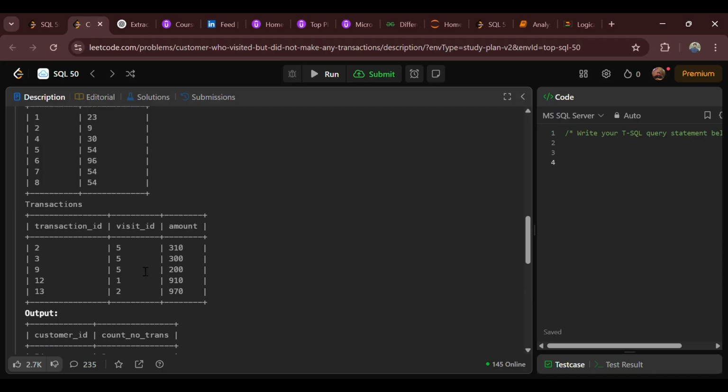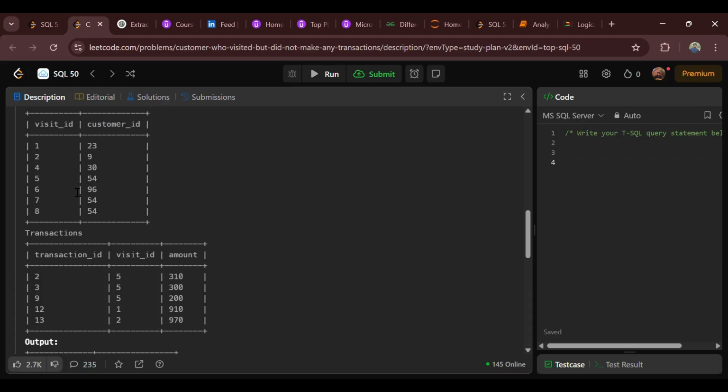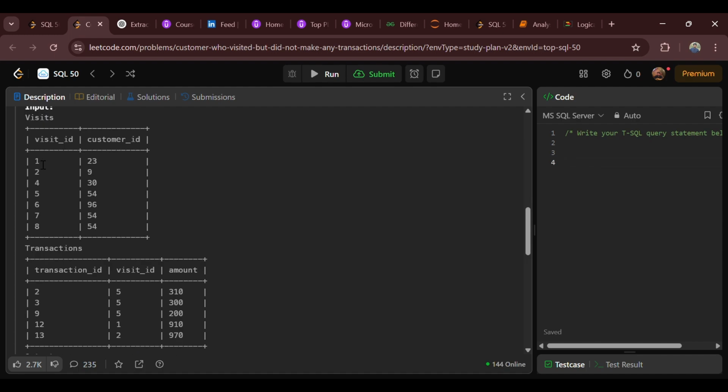How is it coming? Let's understand. See, for widget id 1, widget id 1 is present here in the widgets table, and this widget id is also present here in the transaction table. That means this customer id 23 will not be there in the output. Similarly for 2 as well, widget id 2 is present here, and widget id 2 is present here, right?